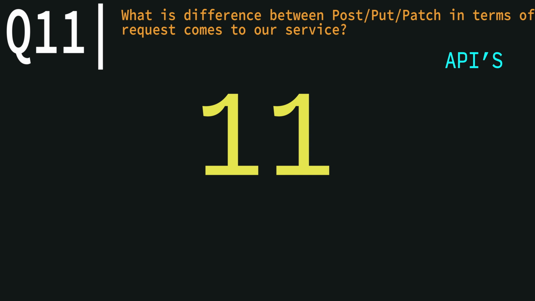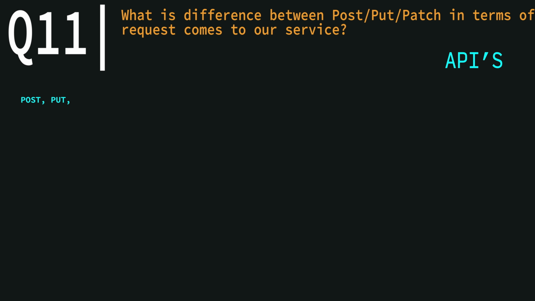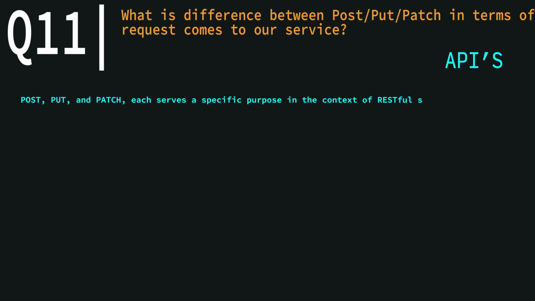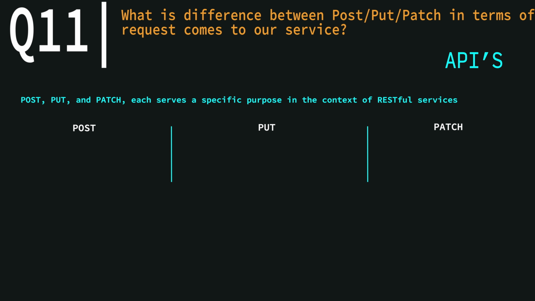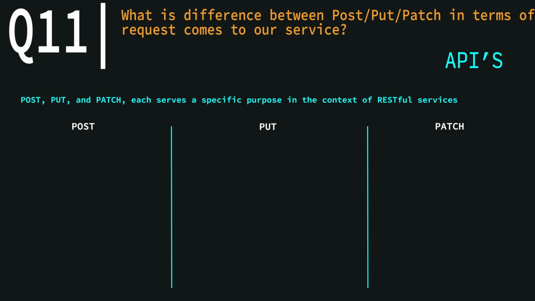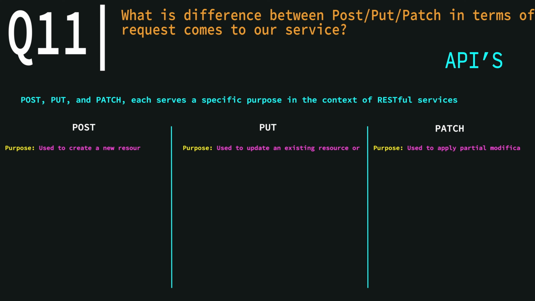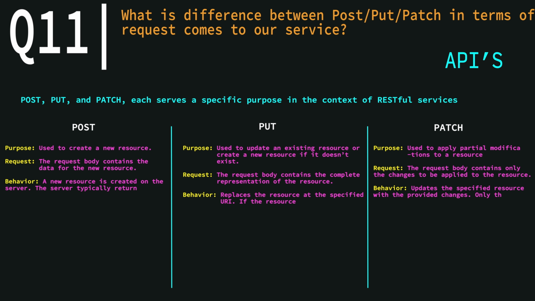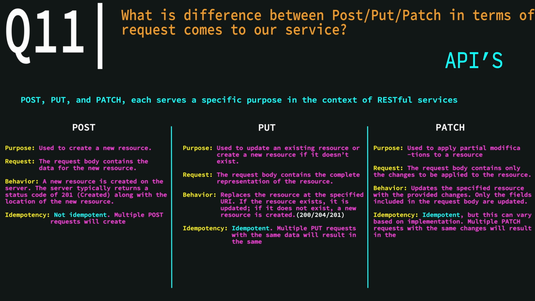This question is again from APIs. What is the difference between POST, PUT, PATCH in terms of requests that come to our service? POST, PUT and PATCH methods each serve a specific purpose in the context of RESTful API services. If you are a Java backend developer or a web developer, definitely you would use these methods at least once, right? So let's go through the differences of these methods once.